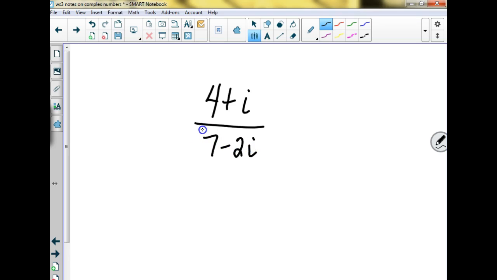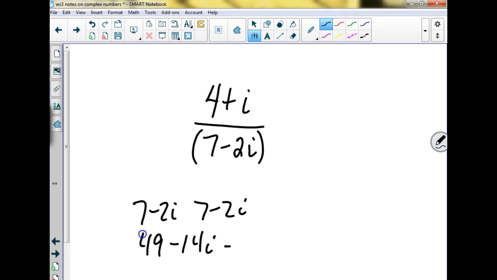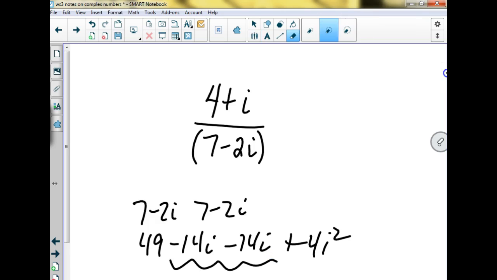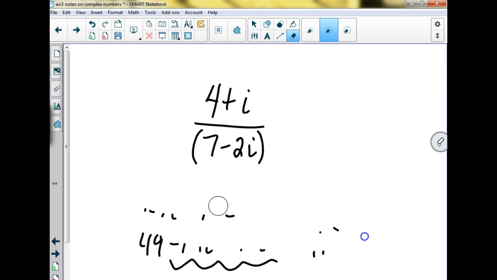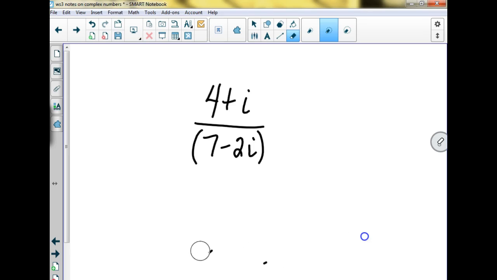And to get rid of it, I can't square it. Because if I did 7 minus 2i times 7 minus 2i, I'd get 49 minus 14i minus another 14i plus 4i squared. This would not go away, right? So squaring it doesn't do us any good. Besides which, you can't randomly square the top and bottom of a number unless you have an equal sign and square the other side, and so on.